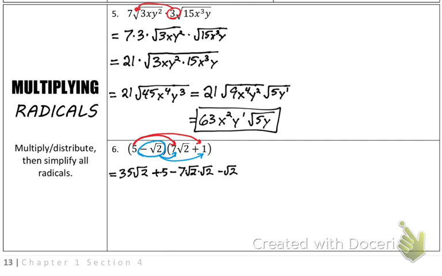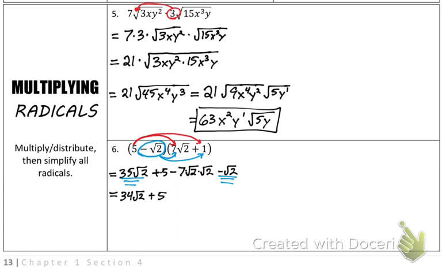All right. I will note that before I simplify stuff, I'm kind of picturing things I can put together. I could definitely put those two things together. 35 square root of 2 minus 1 square root of 2 is going to give me 34 square root of 2's. I have plus 5.